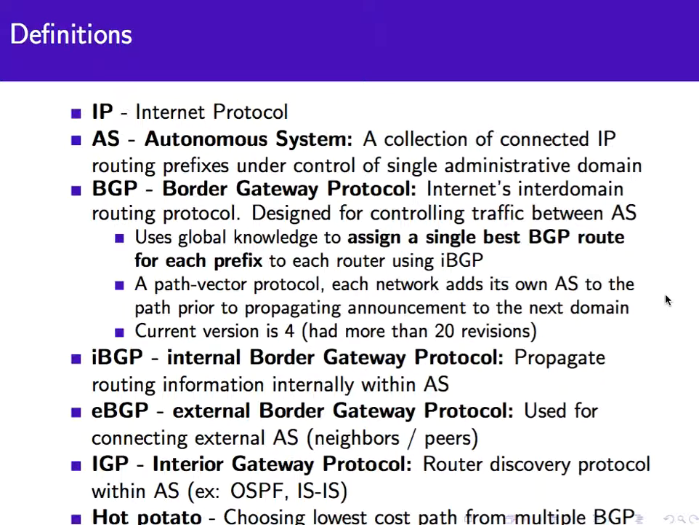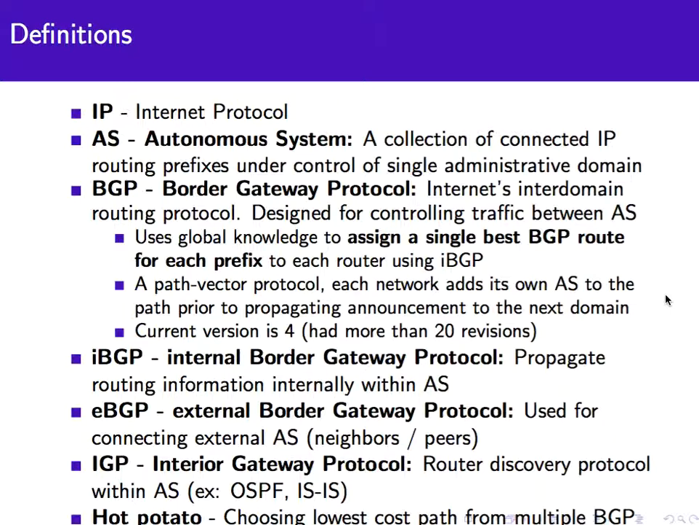Each network adds its own autonomous system to the path prior to propagating the announcement to the next domain. So it creates a path vector, or a route, which shows which way to route information. Its current version is 4 and it has had more than 20 revisions.